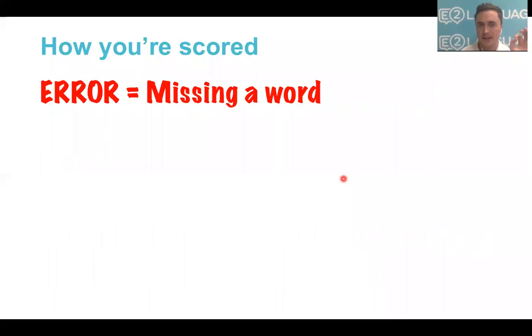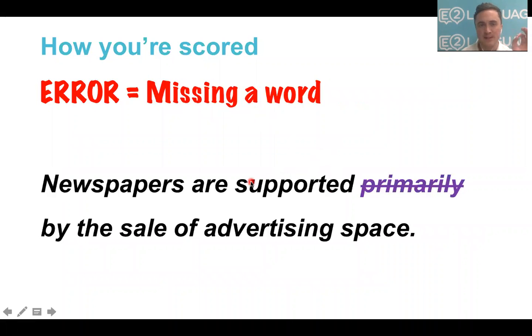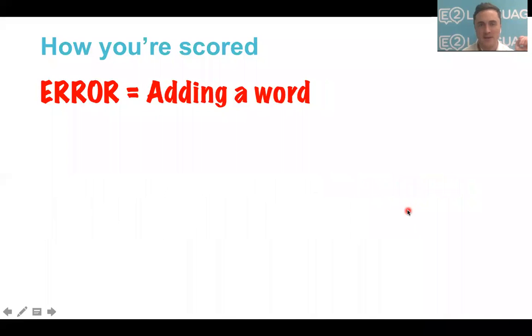Okay? Another type of error is if you miss a word. For example, "newspapers are supported by the sale of advertising space," and you've missed this word, "primarily." That counts as 1 error.